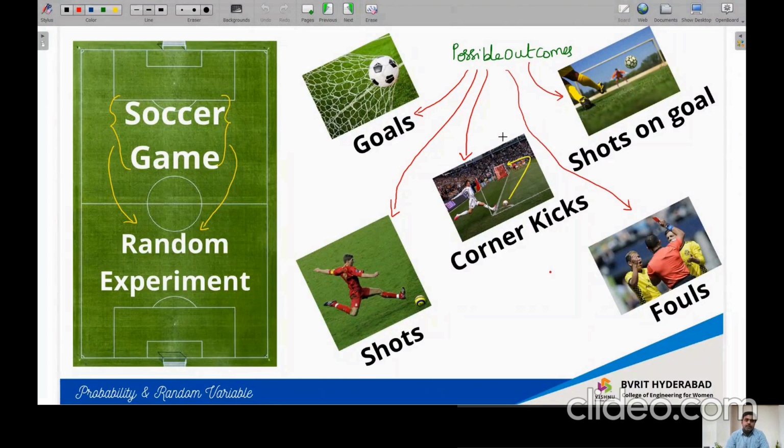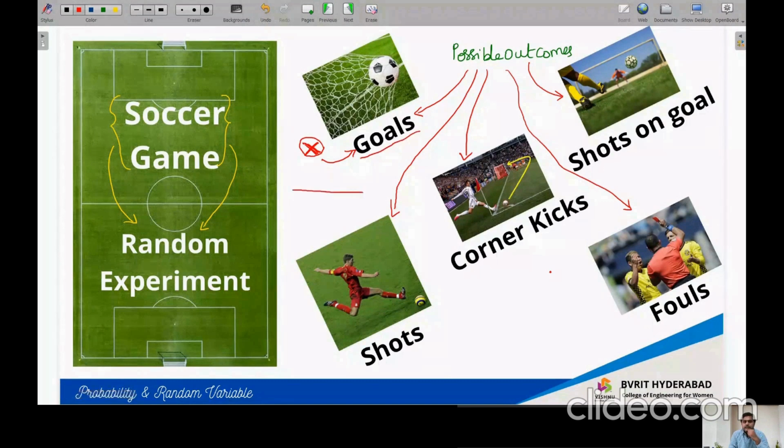Okay. Now, talking about the random variable. If I take this as a random experiment, you can observe that I can define a random variable here. Can you see I'm writing X here near the goal? Yes, sir. Now here, I can define a random variable X, which is going to represent the number of goals that occur in that specific game. Number of goals, how many we don't know, right? That is a number, right? And here, this goals is the outcome from this soccer game.